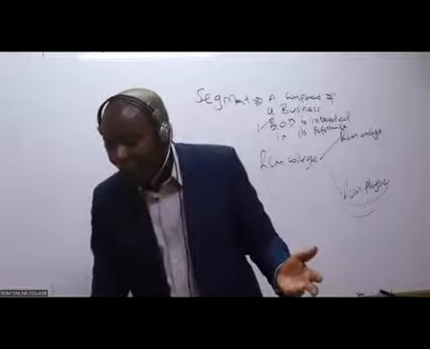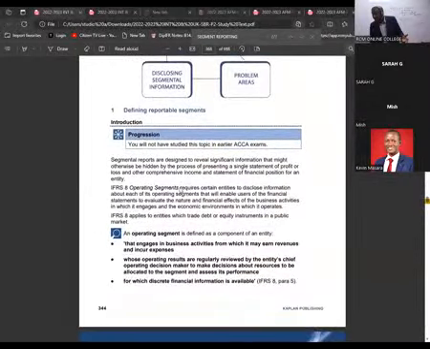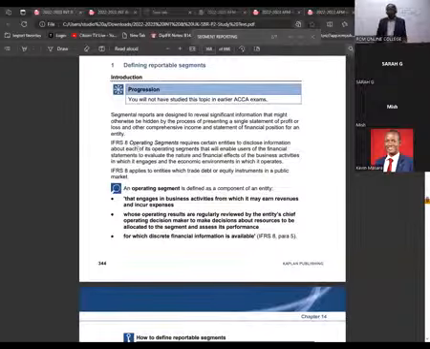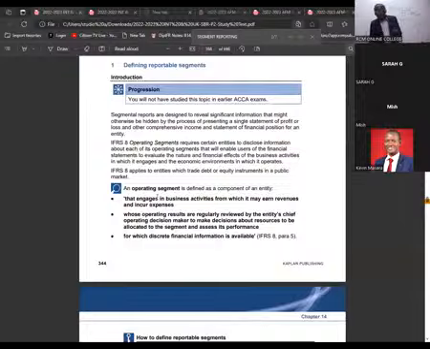10%, 75%. So, ladies and gentlemen, we are looking at these, and I'll read these at a high level. This is IFRS 8, talking about operating segments. An operating segment is defined as a component of an entity that engages in business activities from which it may earn revenues and incur expenses. It's basically what we call a profit center, whose operating results are regularly reviewed by the entity's chief operating decision organ to make decisions about resources to be allocated to the segment and assess its performance.